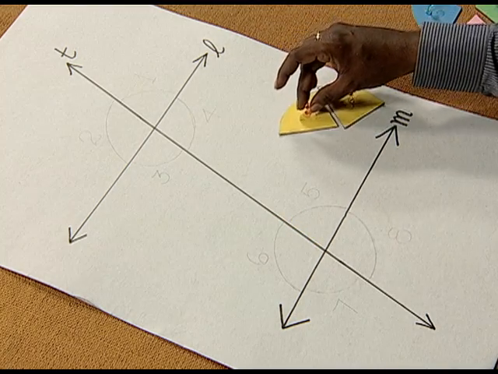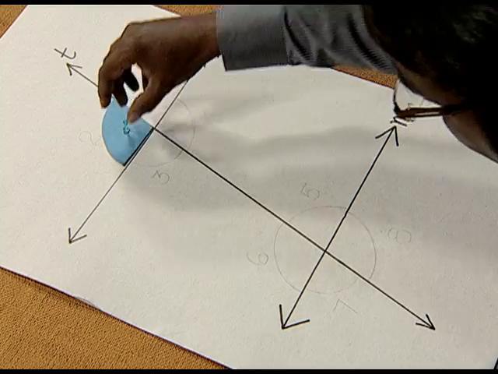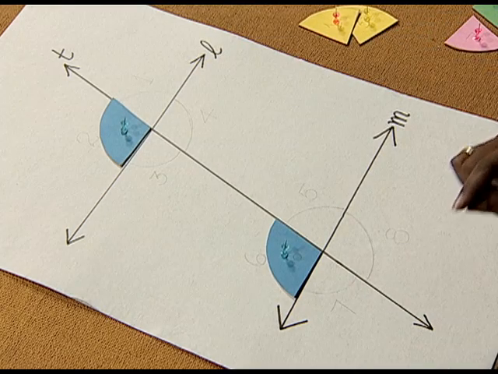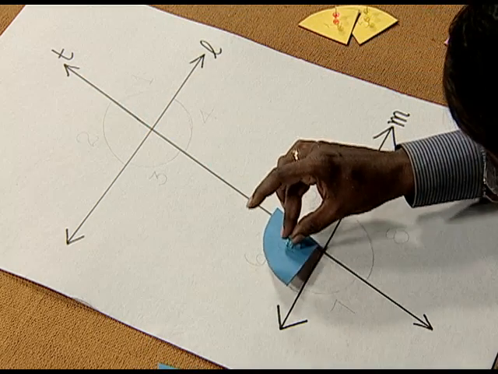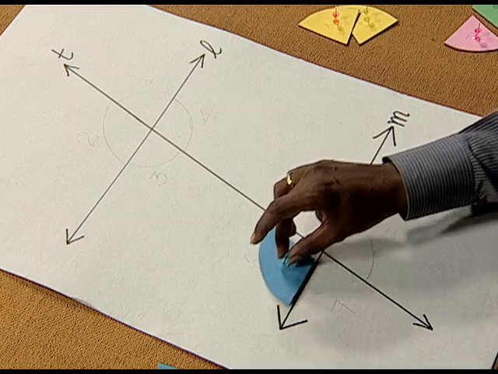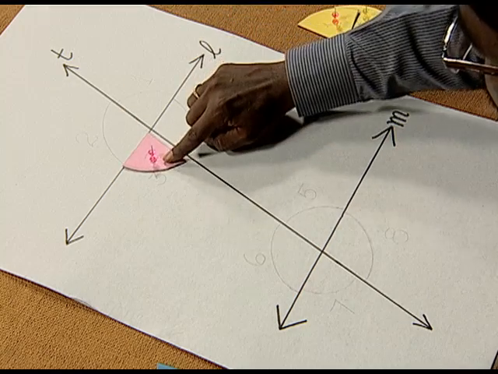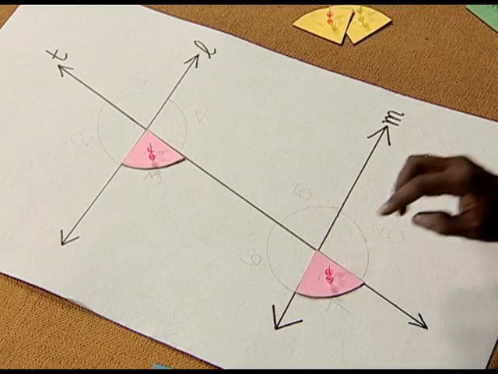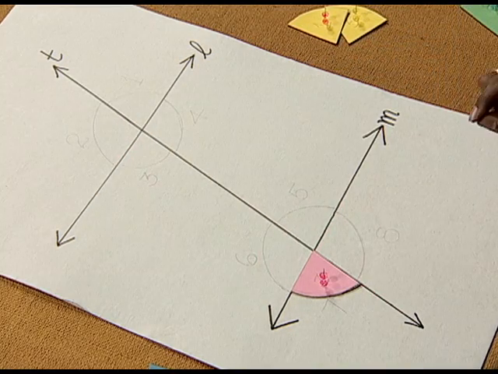Now we check the same property with other corresponding angles. Now I am taking angle 2 here and angle 6 here. These two are corresponding angles. Now we check whether these two are equal or not. I am placing the angle 2 over angle 6. Very clear that these two are equal. Now we check another pair also. I am taking angle 3 and angle 7. Now I am placing the angle 3 over angle 7. Very clear, these two are equal.